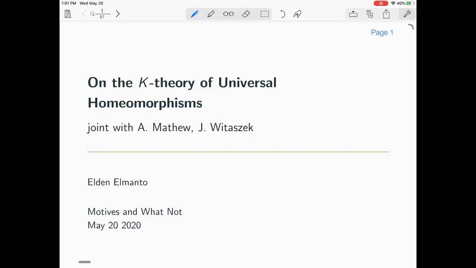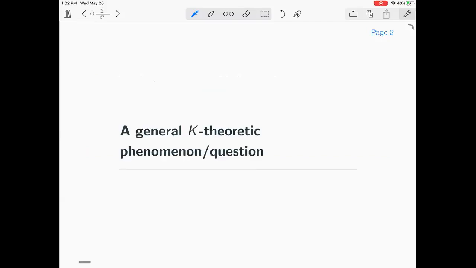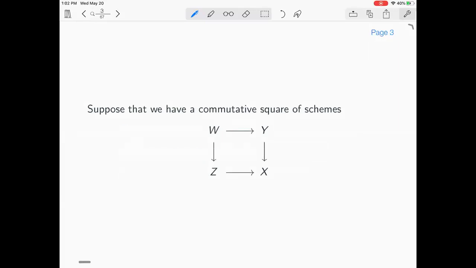I think Jakub is here. This talk doesn't really belong to any tradition or whatever. It's just some fun observation that we learned at MSRI. So here's a general K-theoretic phenomenon slash question, and some of it has been alluded to in Vova's talk. Suppose you have a commutative square of schemes, W, Y, Z, and X, generically written like that.